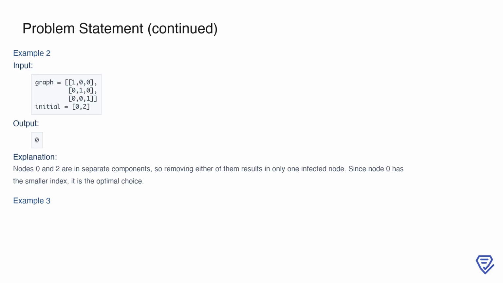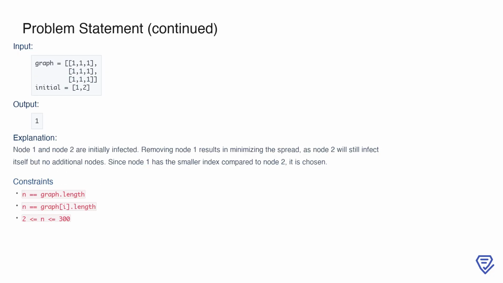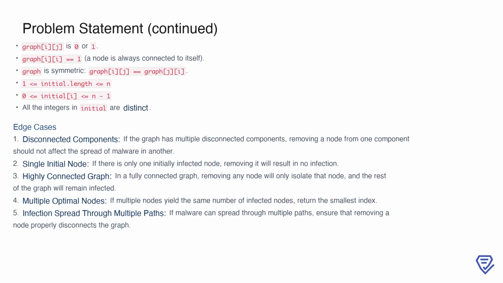Now, consider the third example where all 3 nodes are part of a fully connected graph. Nodes 1 and 2 are initially infected. If we remove node 1, it disconnects from the graph, and node 2 will remain infected but will not spread the malware further. Removing node 2 instead would result in a similar outcome, but node 1 has the smaller index. Therefore, the optimal solution is to remove node 1, as it minimizes the spread of malware while respecting the tie-breaking rule. The problem also comes with some constraints and edge cases to consider.